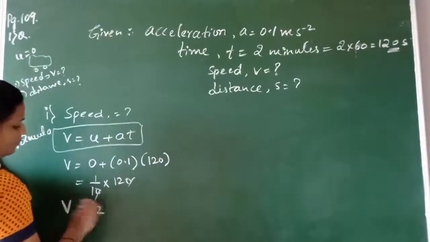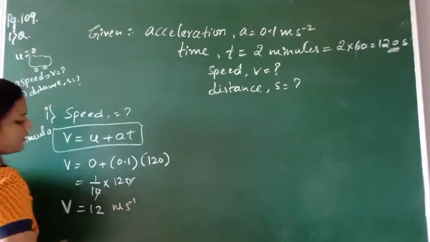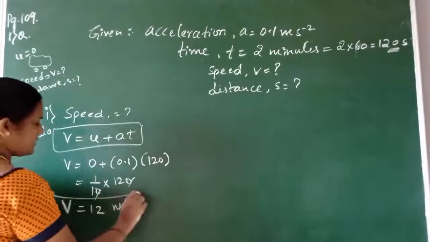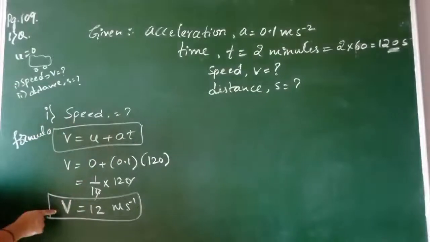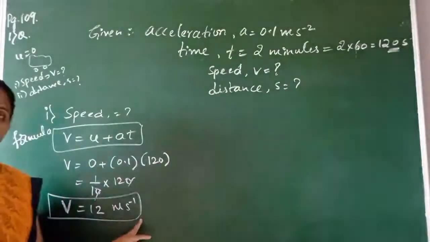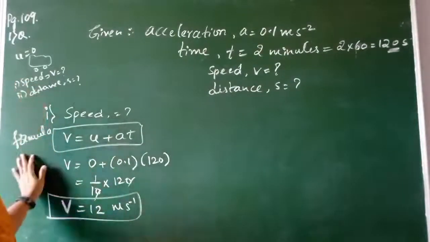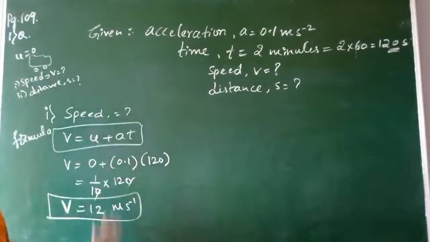This is the speed. And the unit of velocity is what? Meter per second. So what is the speed, children? This is 12 meter per second, its final speed, or you can say final velocity.